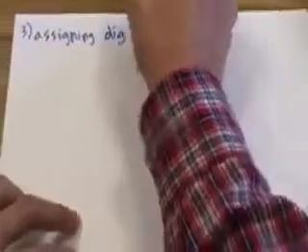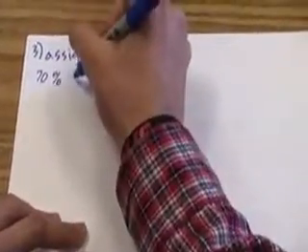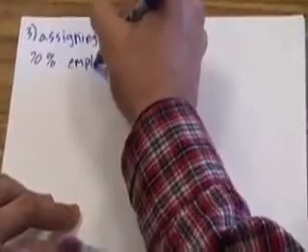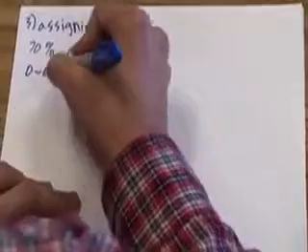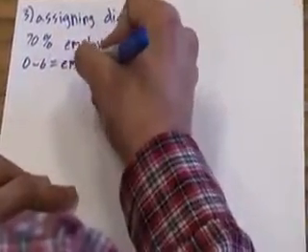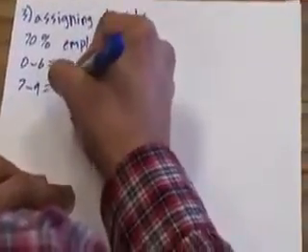Alright, so step 3 is assigning digits. So for this one, if there are 70% of people that are employed, 0 to 6 are employed, and 7 to 9 are not employed.